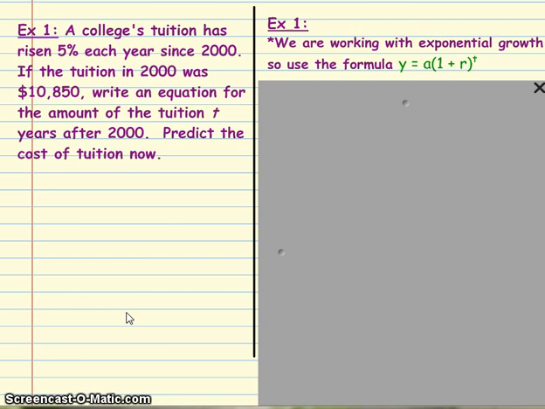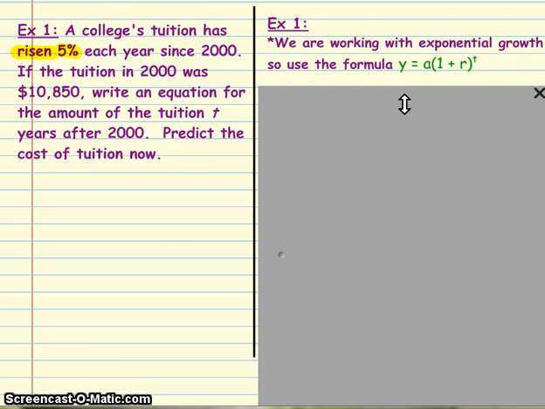Alright, example number 1. A college's tuition has risen 5% each year since the year 2000. And if the tuition in 2000 was $10,850, we want to write an equation for the amount of the tuition t years after 2000. And we want to predict the cost of the tuition now. Alright, well right now we are working with exponential growth, and we know it's exponential because it's working with 5%. It's a percentage, and we know it's growing because it says risen. So we're going to use the formula y equals a times the quantity of 1 plus r to the t.